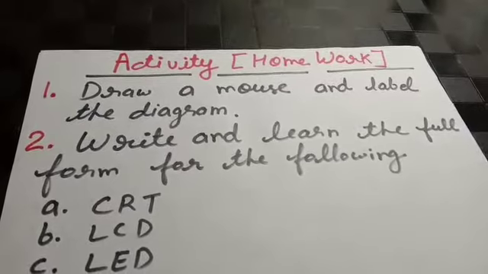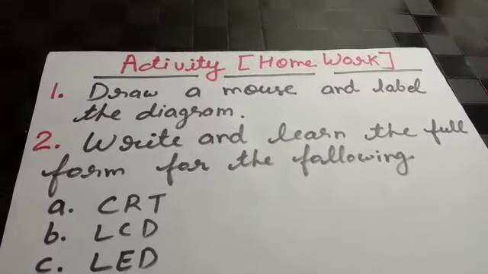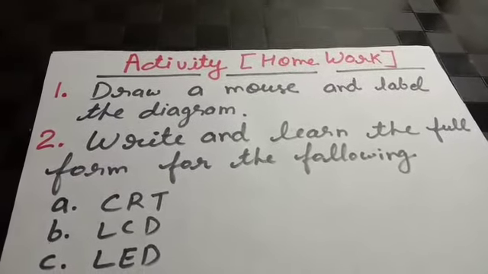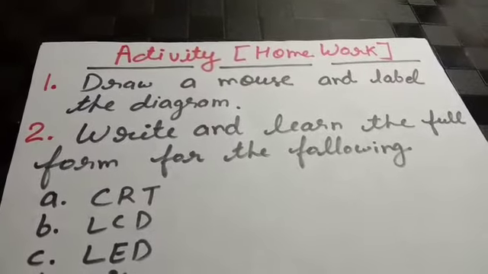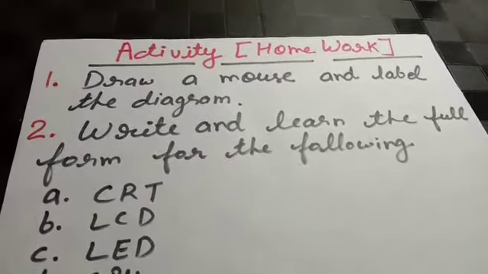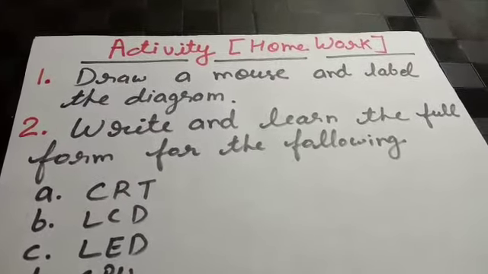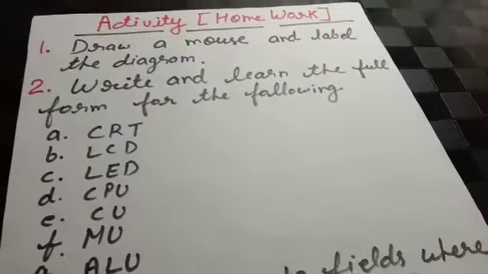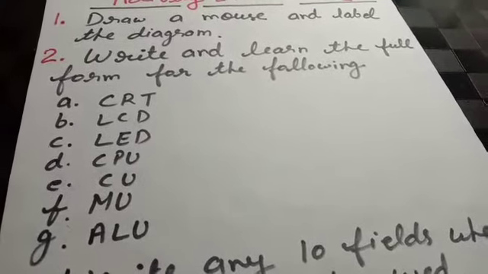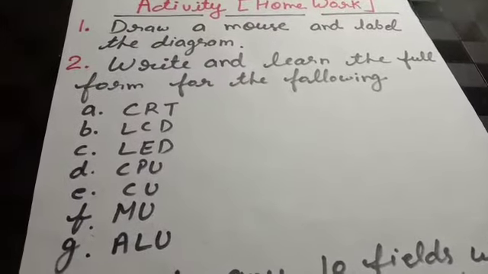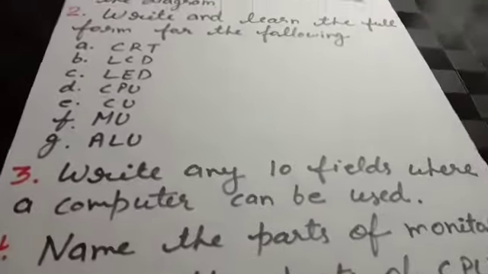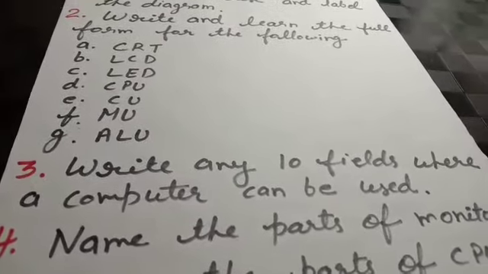Now children, take out your pencil and paper and note down these activities that you have to do at your home. First, draw a mouse and label the diagram. Label the diagram means you have to mention where is the left button, where is the right button, where is the scroll wheel and the mouse pad also. Second, write and learn the full forms for the following: CRT, LCD, LED, CPU, CU, MU, ALU. Third, write any 10 fields where a computer can be used.